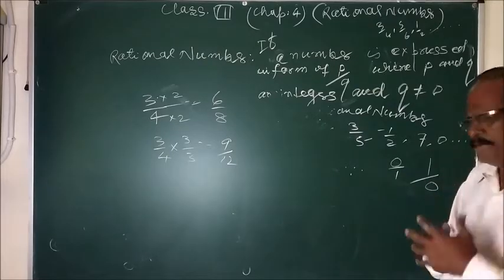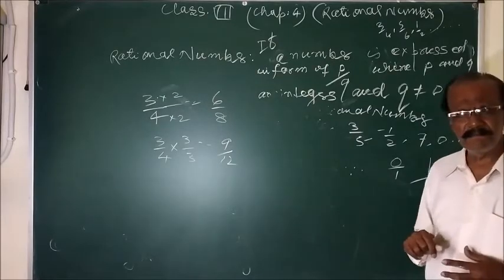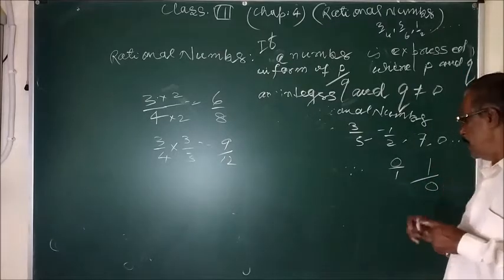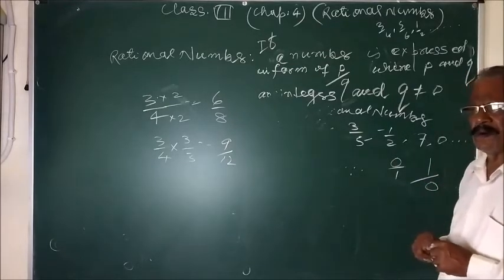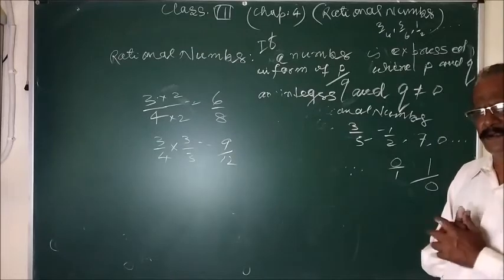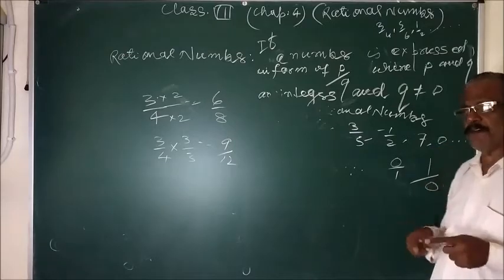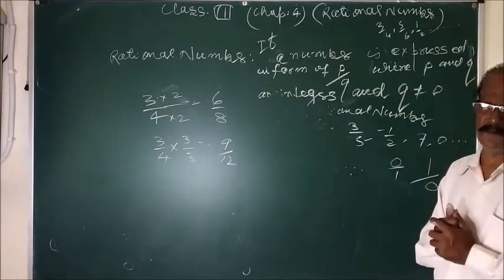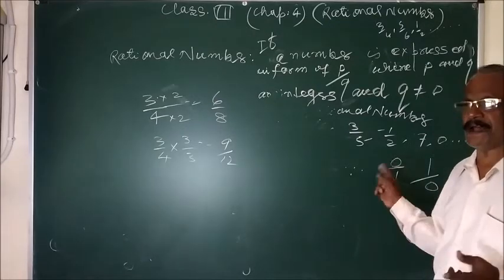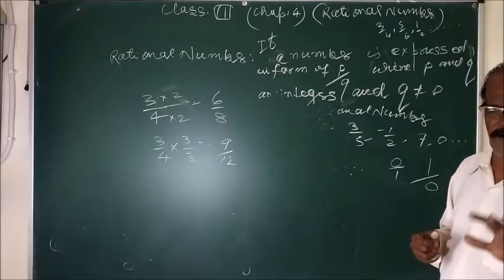Suppose q is 0. I have already explained that if in any fraction the denominator is 0, there is no value of that fraction. It has not been defined, so you will always remember this point. But 0 by 1 is equal to 0. If 0 is divided by any number, the result is always 0. But 1 by 0, 5 by 0, 10 by 0 are not defined.